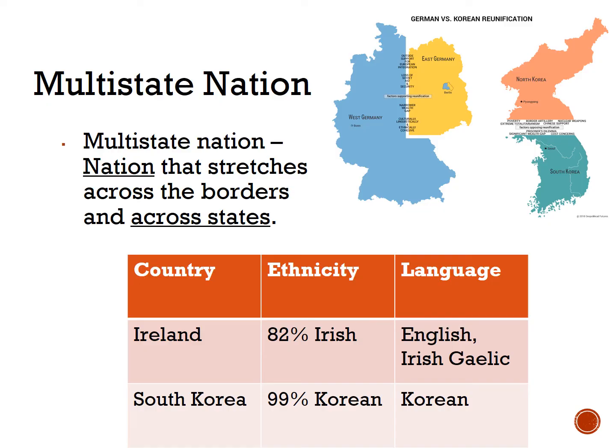But what's interesting is that because those nations extend across multiple states, when we take those states individually, like South Korea or the Republic of Ireland, those individual countries are typically classified as nation-states, as you can see on the data on this slide. So South Korea and the Republic of Ireland are considered nation-states, even though they have national groups that extend beyond those respective political boundaries.